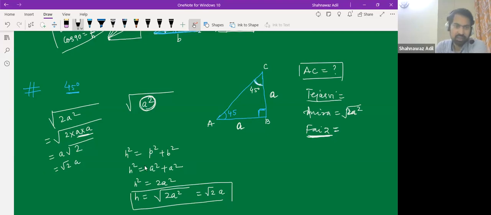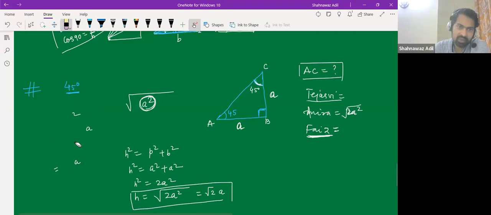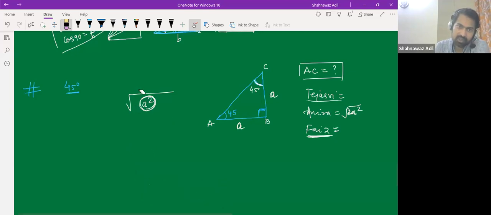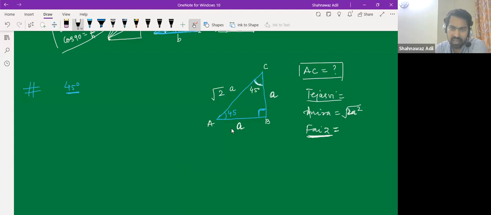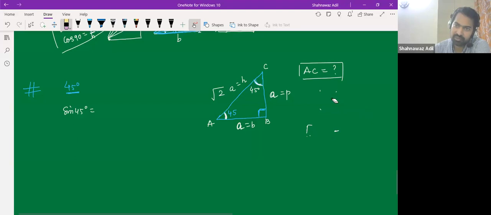Yes, I got it. Okay, so now we have everything, right? This is root 2. Now you guys can figure out: if I ask what is sine 45, this is perpendicular, this is base, and this is hypotenuse. So what is sine 45, guys? What is sine theta? P by H, perpendicular by hypotenuse.